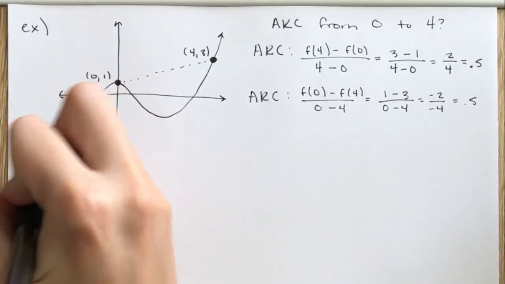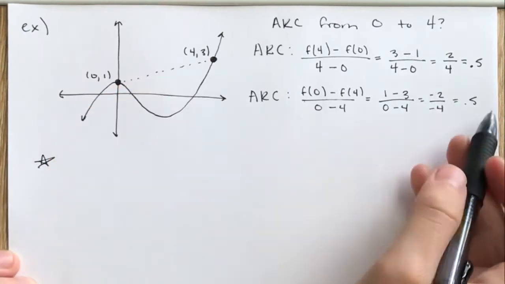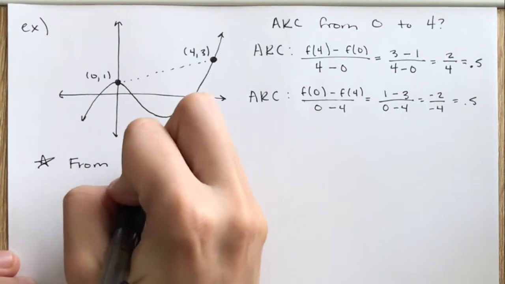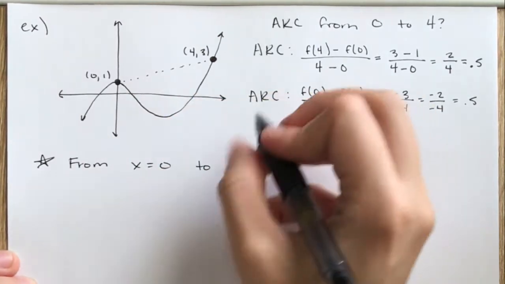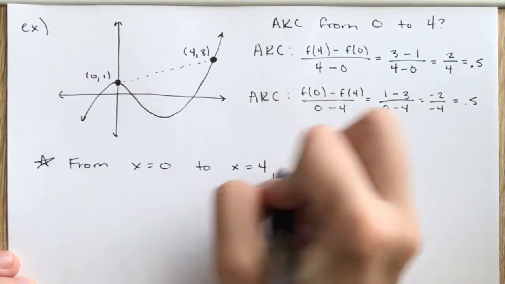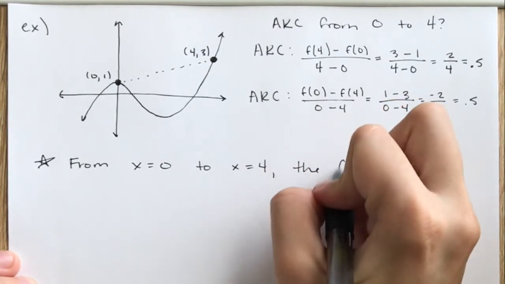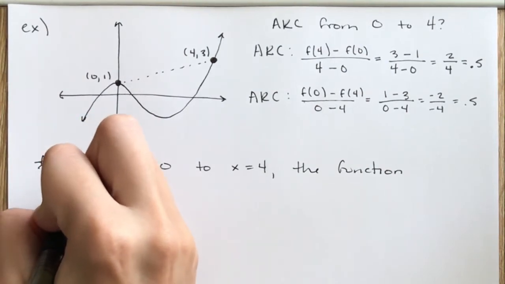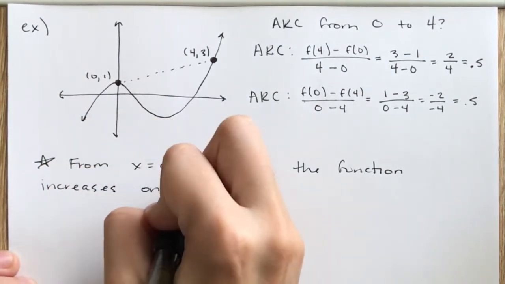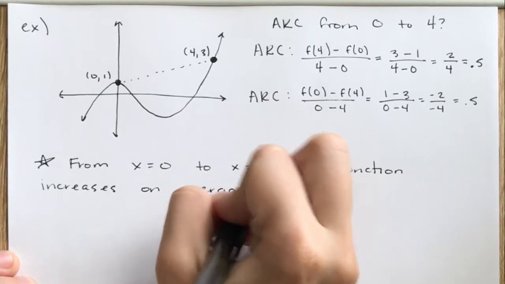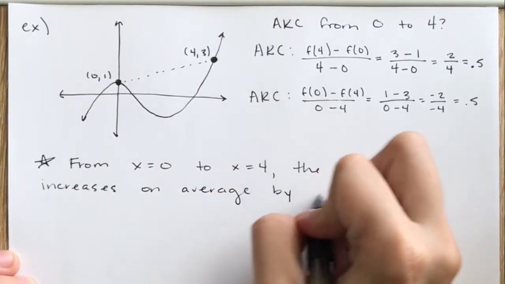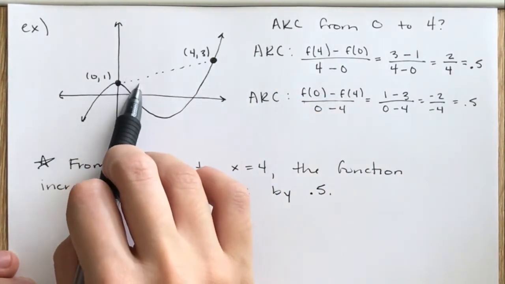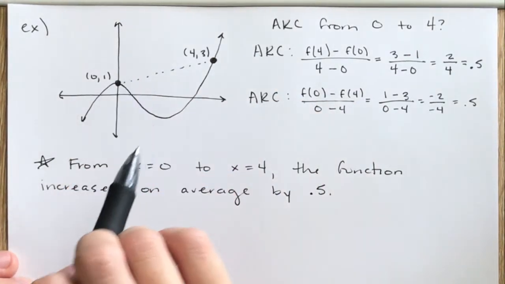So here with this function, what this means is that from x equals 0 to x equals 4, the function increases on average by 0.5. So every time we take a step forward in the x direction, we take half a step up in the y.